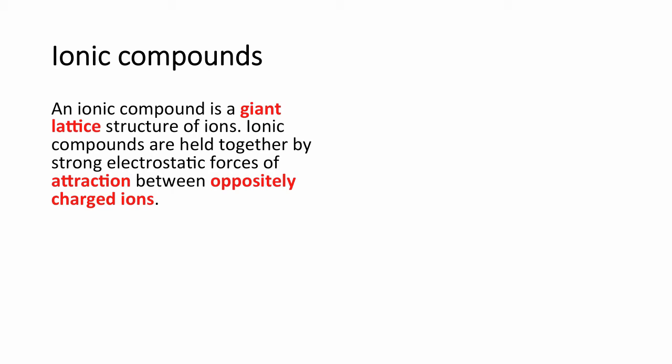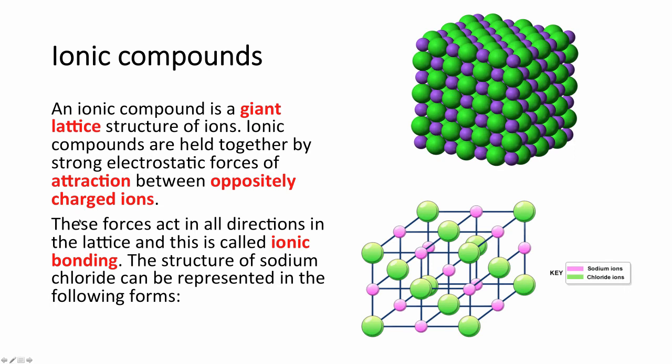And I've highlighted in red the key words for the exam. This is a 3-mark question, so 1 mark for giant lattice. Second mark is electrostatic attraction of oppositely charged ions. Now, these forces happen in all directions, so in a lattice, and we call this ionic bonding. So that's the definition of ionic bonding.